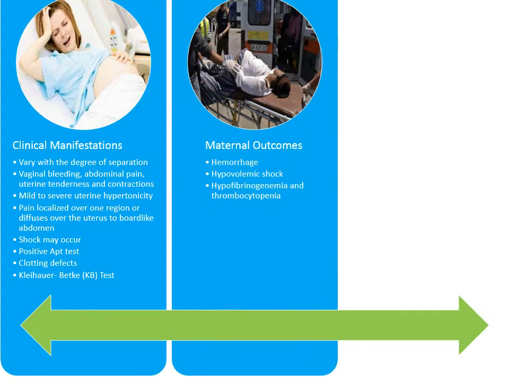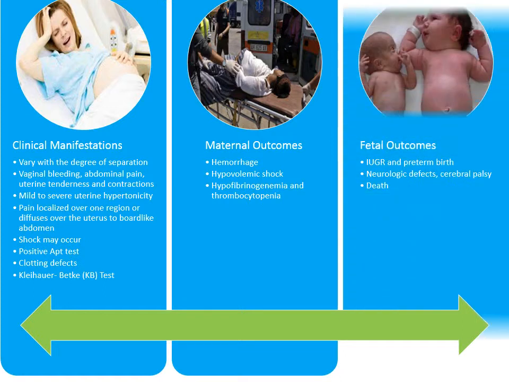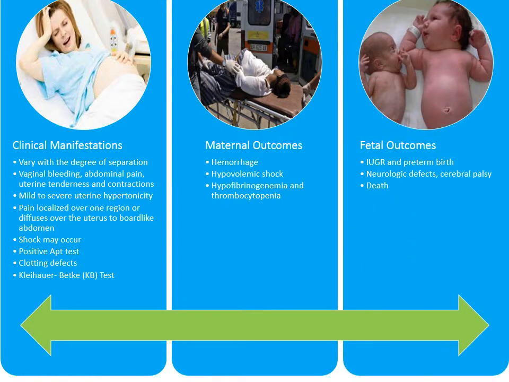Abruptio can lead to hemorrhage, hypovolemic shock, and hypofibrinogenemia and thrombocytopenia in the mother. In the fetus, intrauterine growth restriction and preterm birth, as well as neurological defects and cerebral palsy. In the case of a complete separation, fetal death can occur.